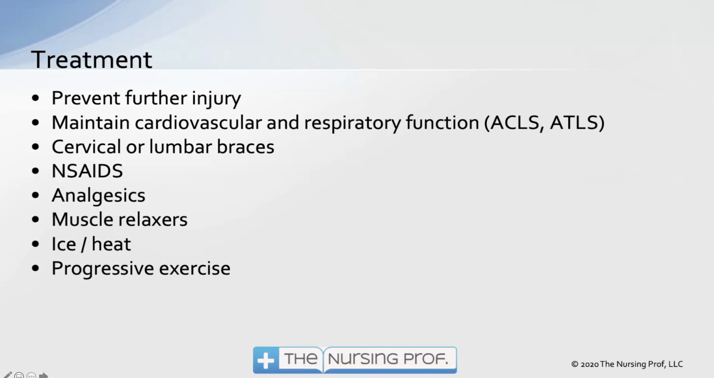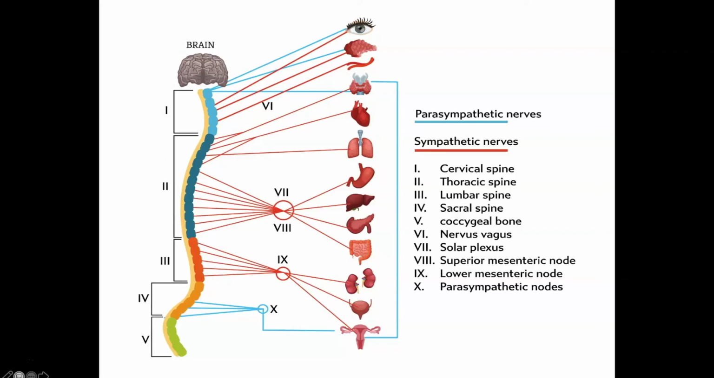Ice usually is recommended initially. Heat may be helpful later on to help to loosen up those muscles, and then progressive exercise. Keep in mind that the sympathetic system and parasympathetic system come out of the spinal cord in different places. So the parts that are listed here in blue are our parasympathetic. The parts that are in red are our sympathetic. Notice that there's quite a few organ systems that are innervated by both.